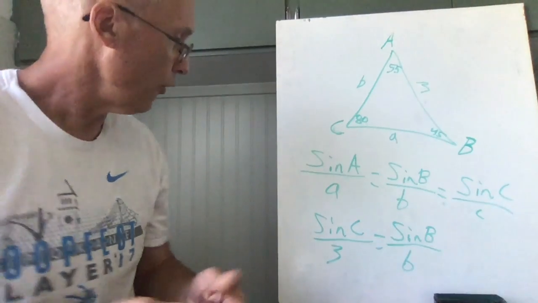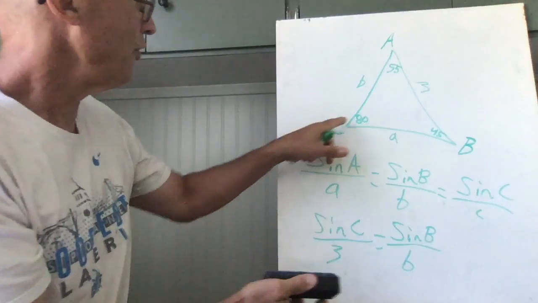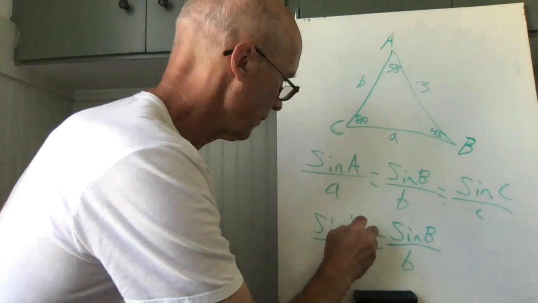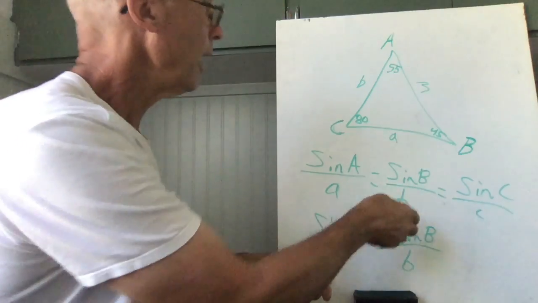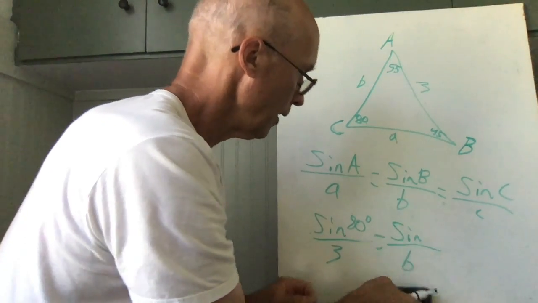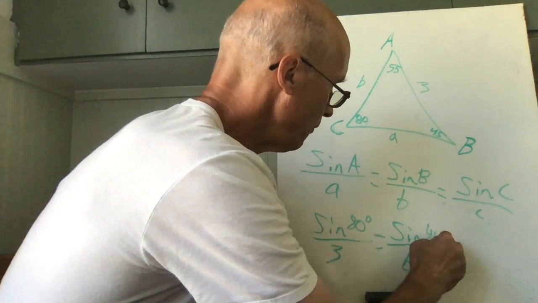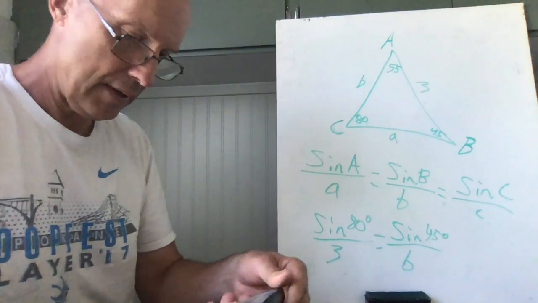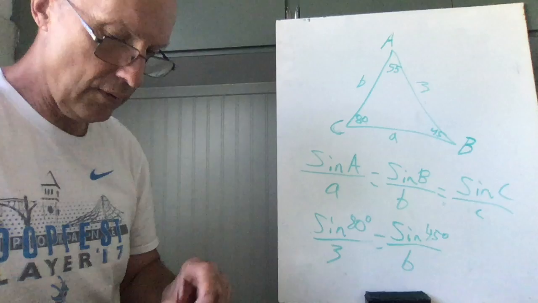Okay, so C is 80 degrees, right? And B is 45 degrees. And so now I think we have enough info to solve this. So, sine of 80 degrees.